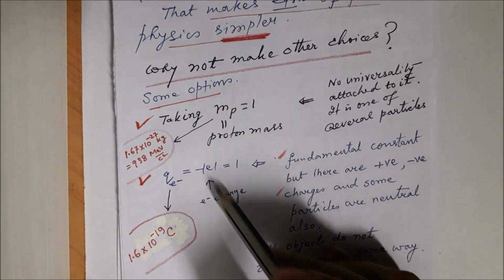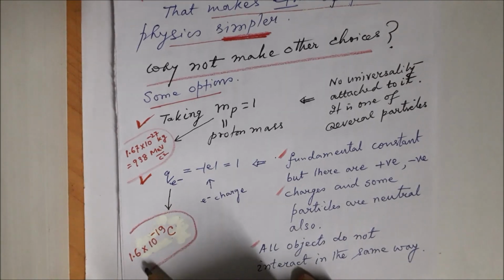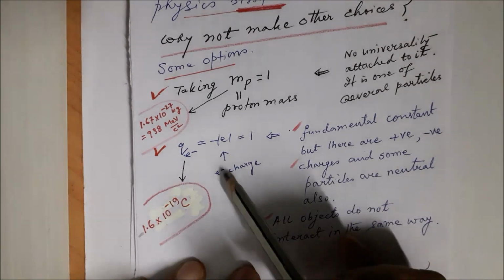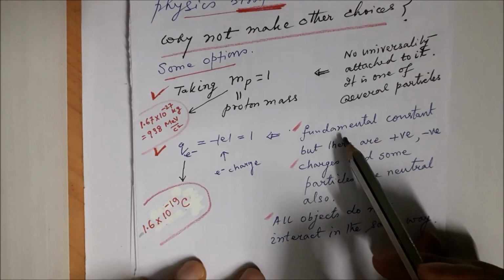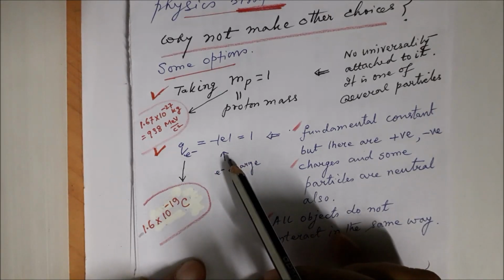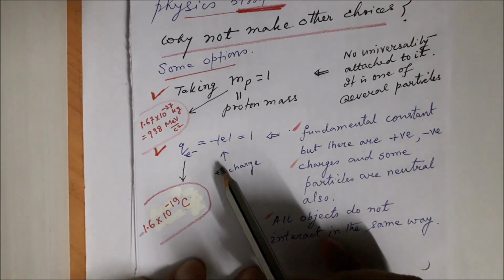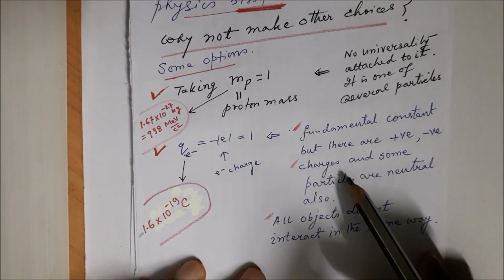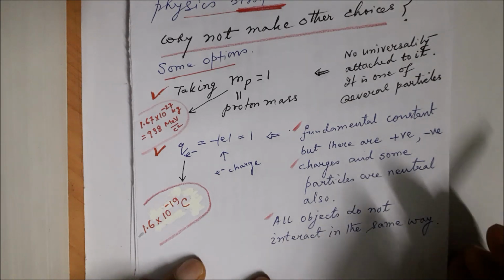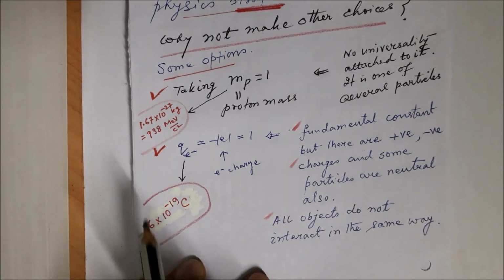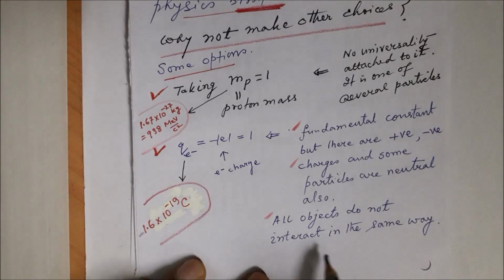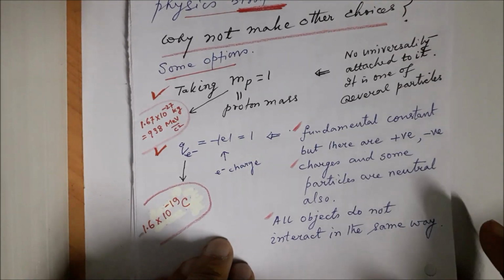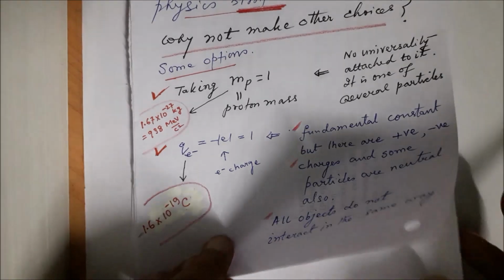Now, electronic charge, which is 1.6 into 10 raised to the power minus 19 coulombs with a negative sign, is a fundamental constant. But this is also not a good choice because there are positive charges, negative charges, as well as certain particles which are neutral. In a nutshell, we can say that all objects do not interact in the same way. They do not exhibit the same kind of interactions, and therefore they are not good choices.